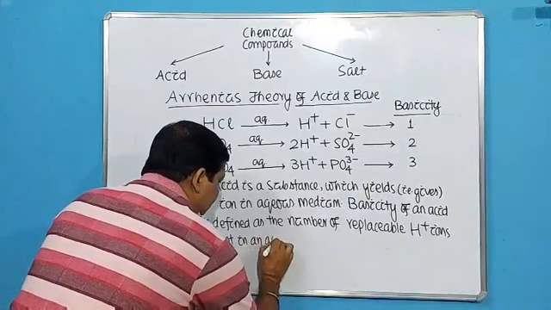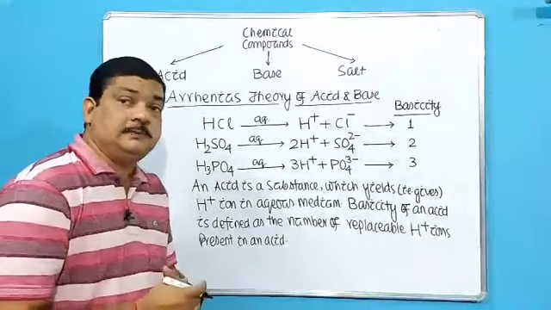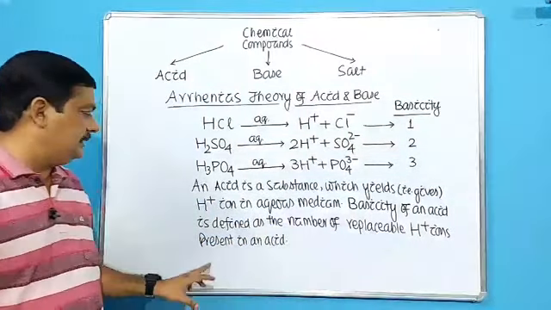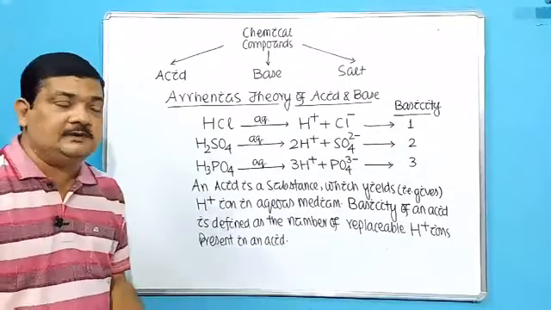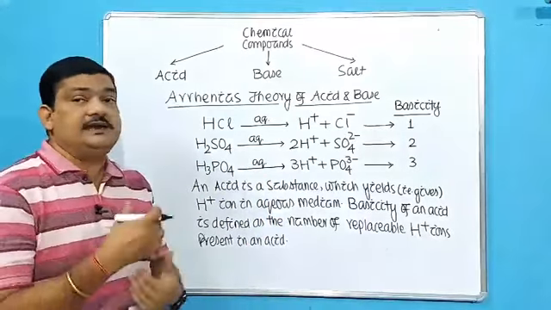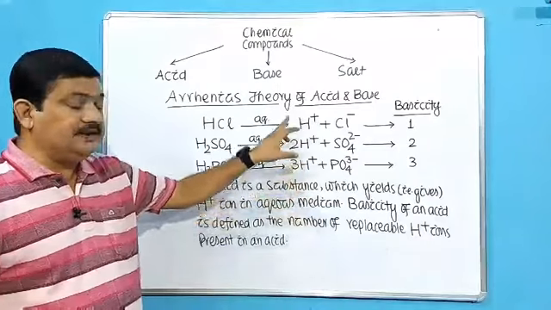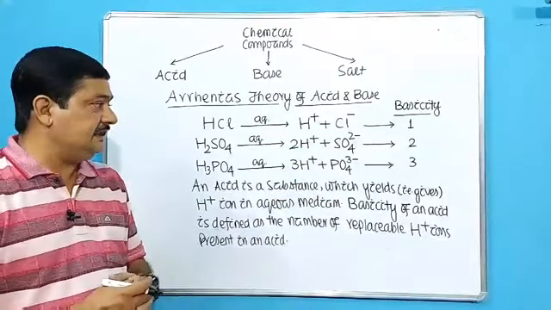In an acid, in simple language, understand that the number of H plus ions that can be replaced is the basicity. So it is the number of replaceable H plus ions present in an acid. Replaceable means whatever is taken out and replaced. So any ion which can be replaced is replaceable. So the number of replaceable H plus ions present in an acid is called basicity.